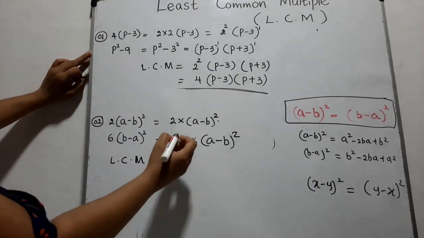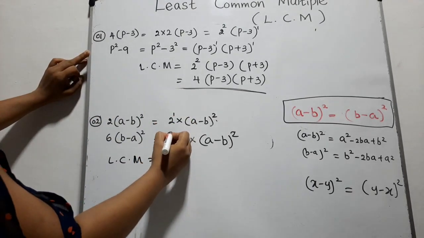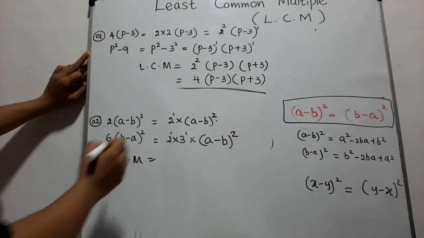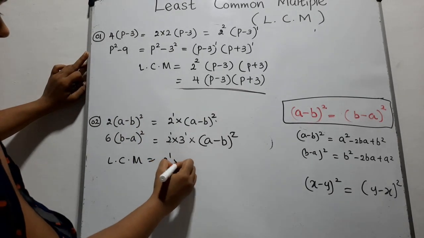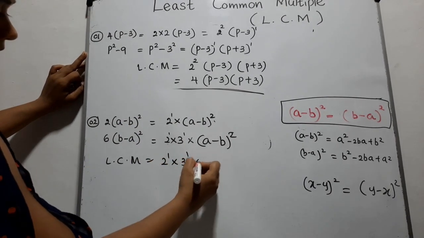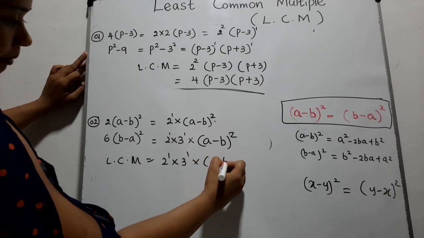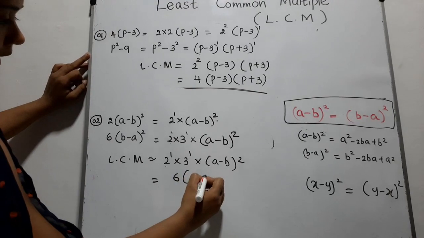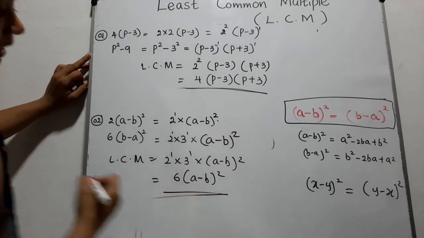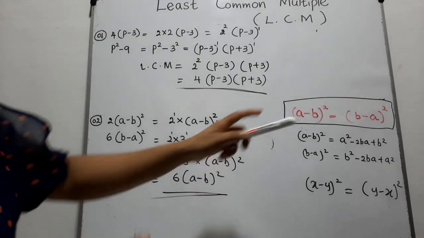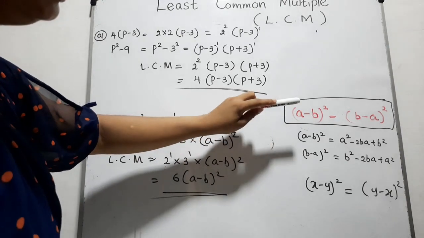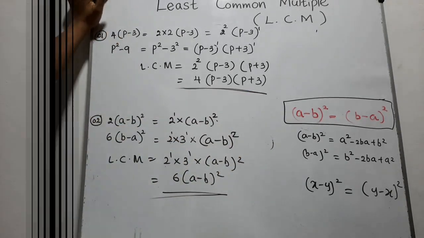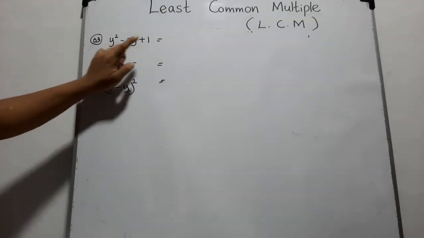Now LCM. Here 2 to the power 1, 3 to the power 1. The greatest power of 2 is 2 to the power 1, of 3 is 3 to the power 1, and (a minus b) squared. So 2 into 3, 6 times (a minus b) squared. Again I remind you, keep this important fact in your mind. Let's learn more with another example.